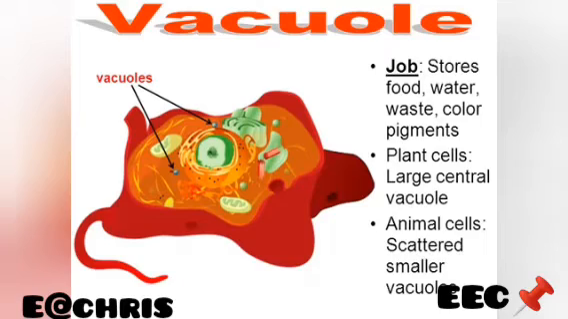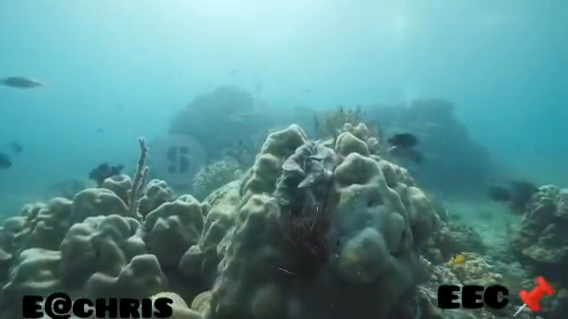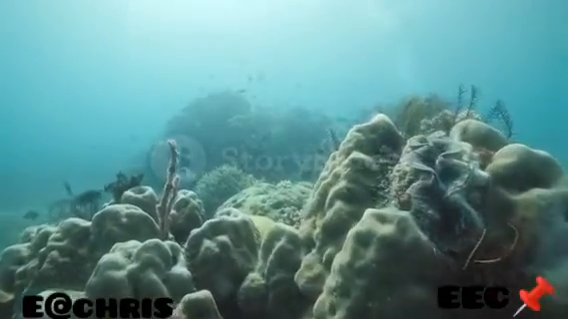Animal cells have scattered small vacuoles in the cytoplasm, whereas plant cells have large ones, which accomplish the cytoplasmic streaming. This is one of the organelles of the living cell in both plants and animals.